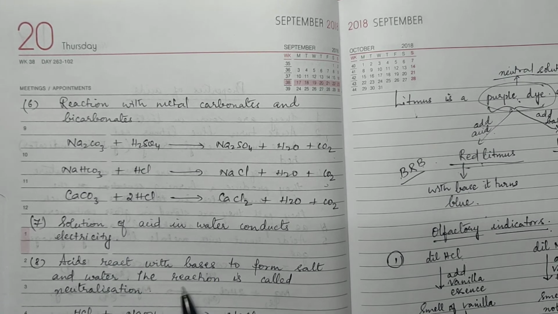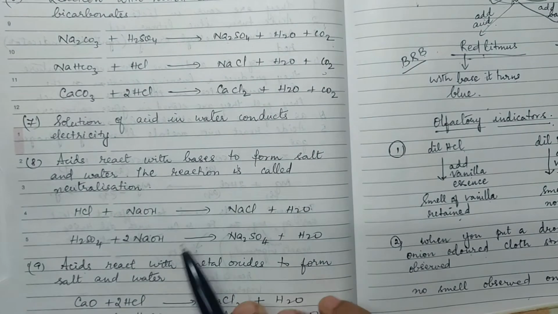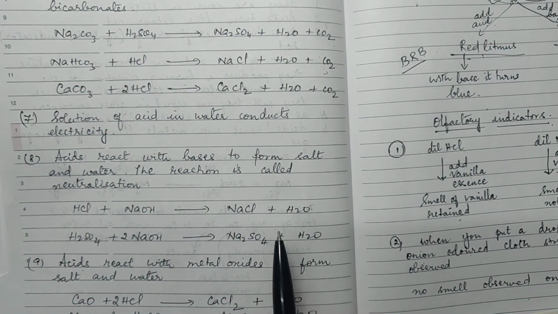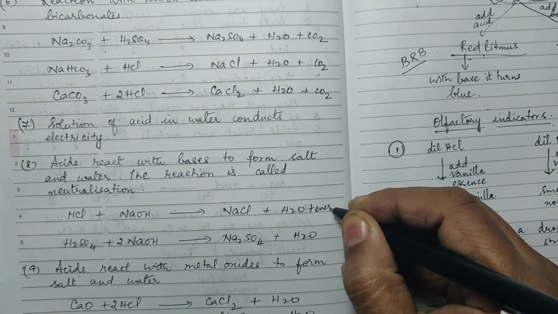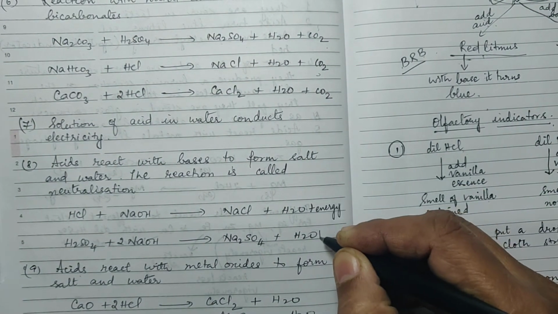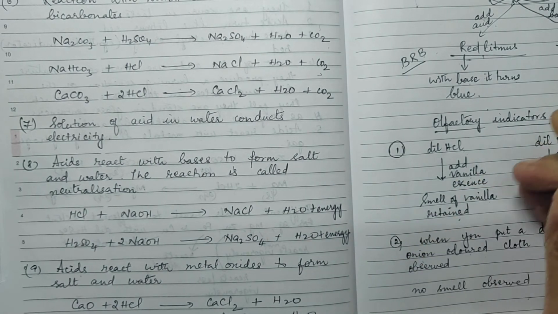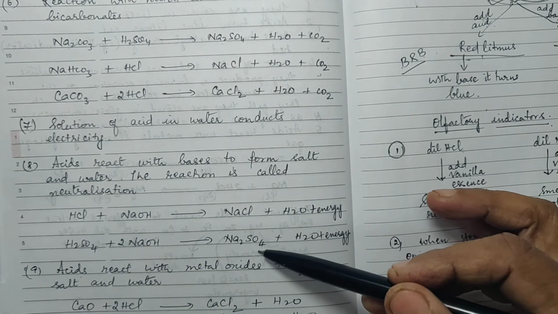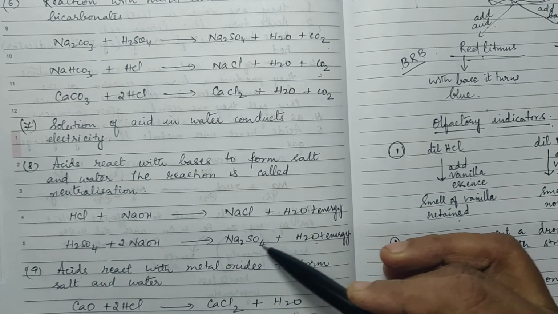Acids react with bases to form salt and water. This reaction is called neutralization. This is also not new to you, you know it very well. HCl plus NaOH gives NaCl plus water, and in this process energy is also released. Neutralization reactions are exothermic in nature. You have studied this already. H2SO4 plus NaOH will give you Na2SO4 plus water. This is sodium chloride, this is sodium sulfate.